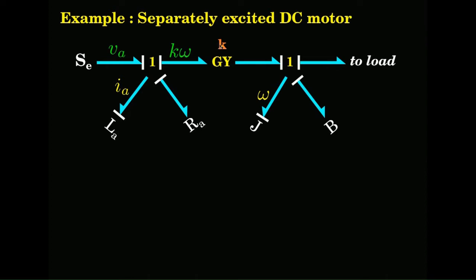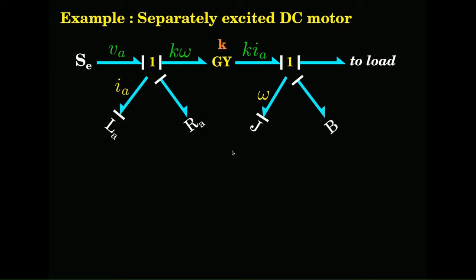K is the operative parameter which relates the primary side and the secondary side of the gyrator. So, K omega is actually the back EMF, EB, but we do not need to use another variable EB and then say EB is equal to K omega later on. Just directly use the minimal number of variables.